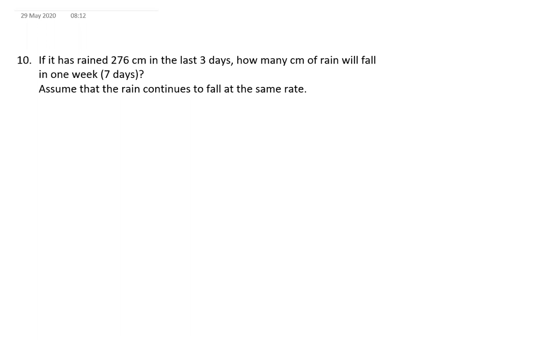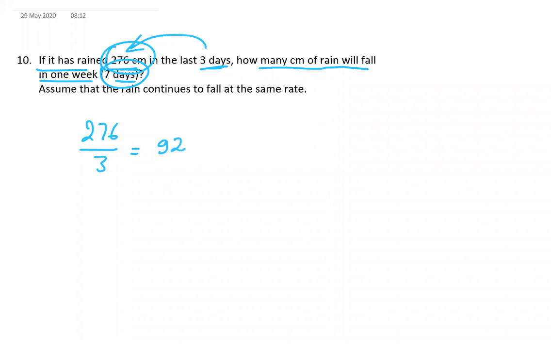Okay, if it has rained 276 centimeter, this question also you have to do. So I'm giving you the hint because only 1 minute is left. If it has rained 276 centimeter in 3 days, how many centimeter of rain will fall in 1 week, in 7 days? So 3 days rain is given, divide 276 by 3, 1 day rain you will get. Then multiply 7 with 1 day rain and you will get the answer. First of all, divide 276 by 3, you will get the answer 92 centimeter rain in 1 day.